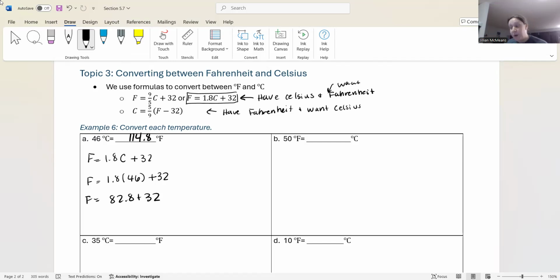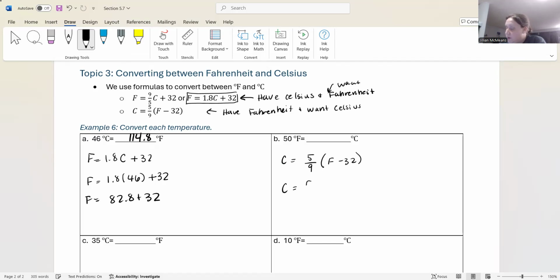Okay. So 46 degrees is almost 115 degrees in Fahrenheit. Now for part B, we have Fahrenheit and we want to convert to Celsius. And unfortunately, when we're looking for Celsius, the formula just isn't quite as easy to use, but that's okay. We're old pros at fractions at this point. So we have that Celsius equals 5/9 times whatever you get in degrees Fahrenheit minus 32. So you want to do your subtraction first because it's in parentheses and then multiply by 5/9.